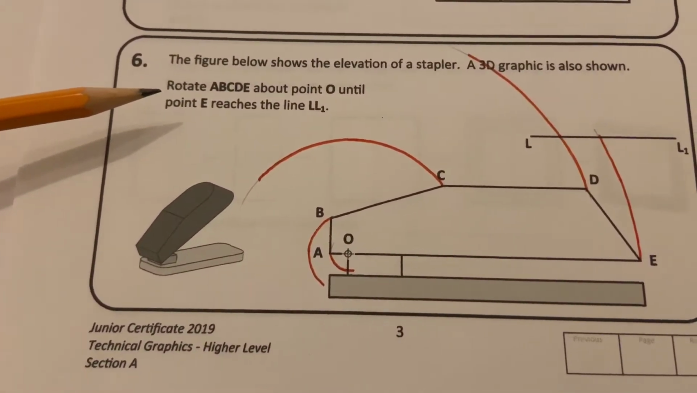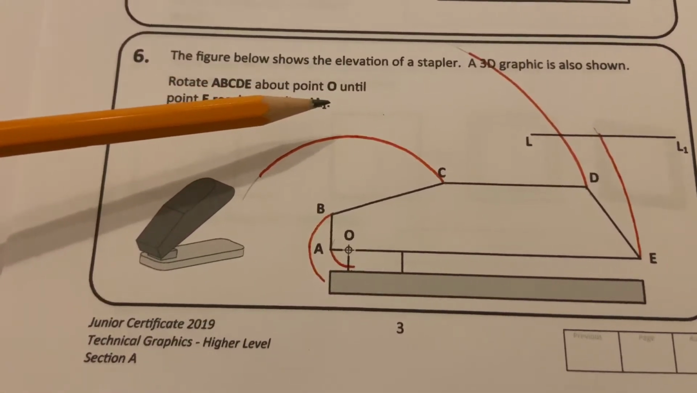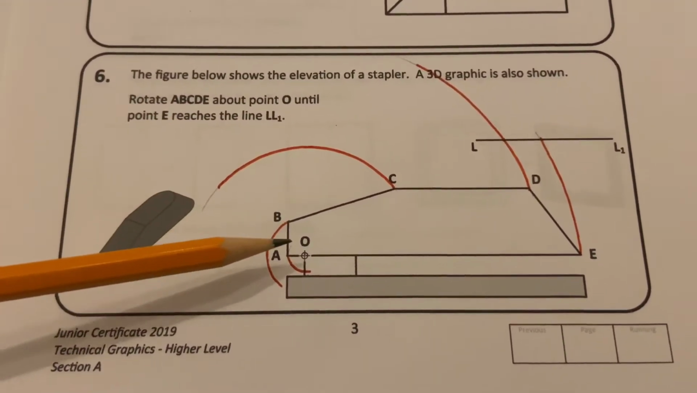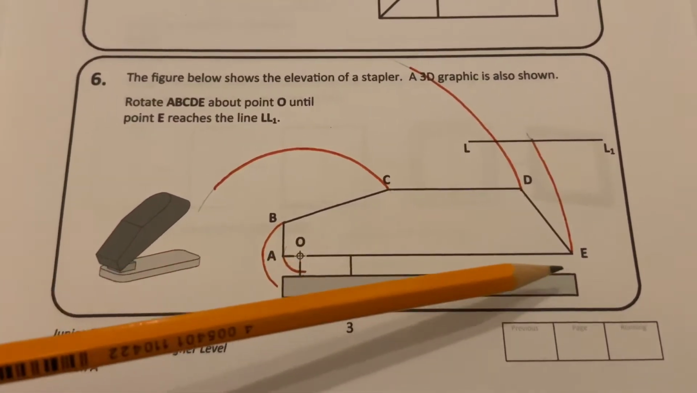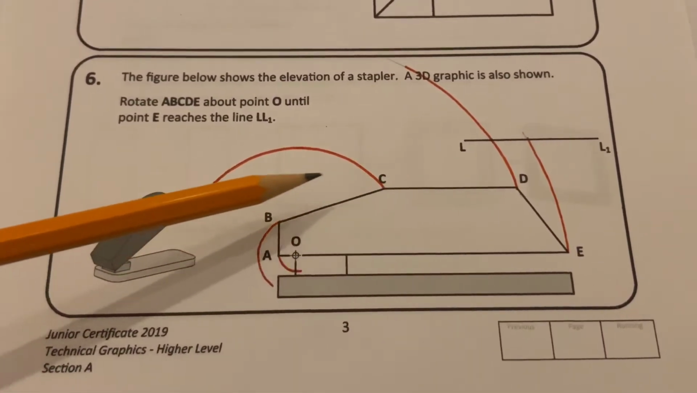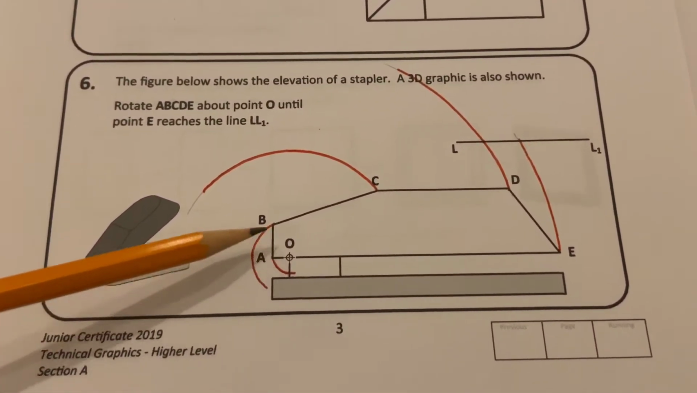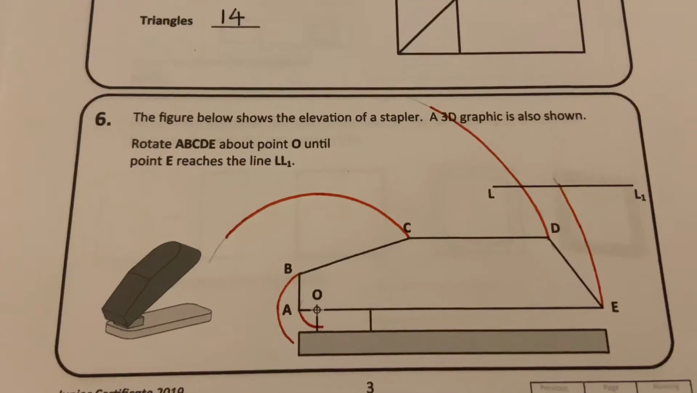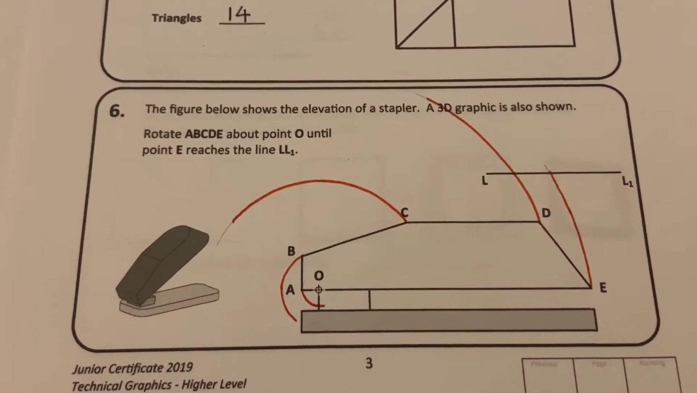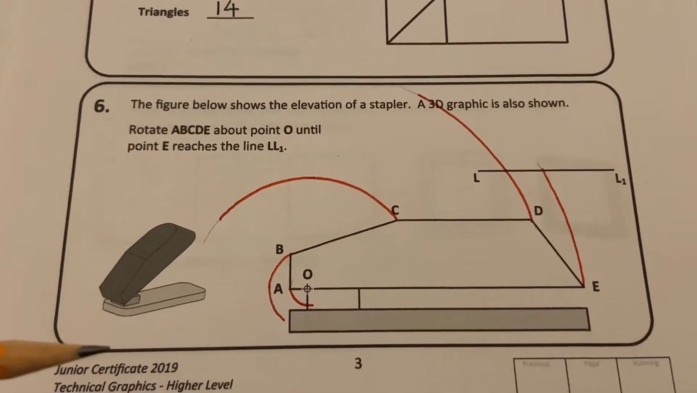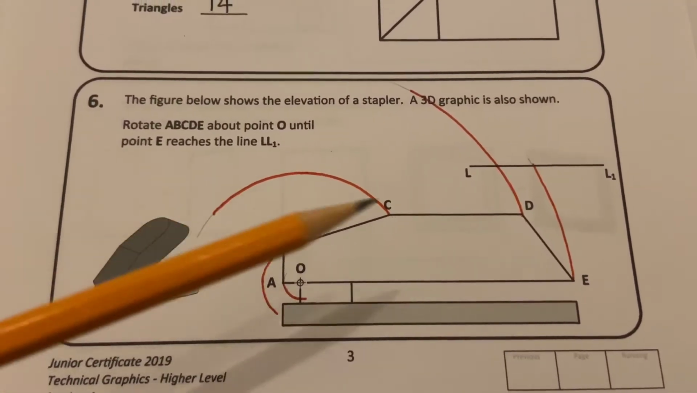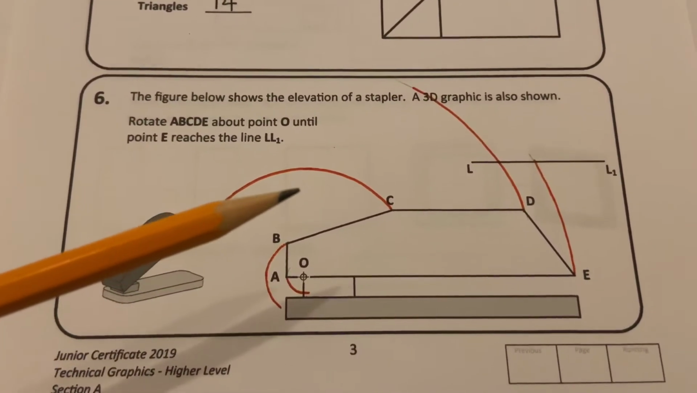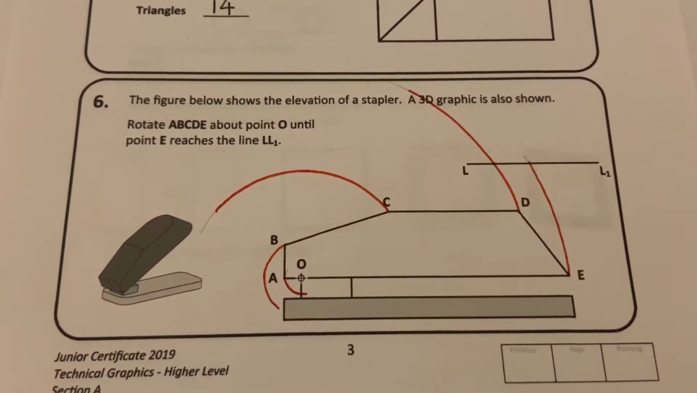So, as the question states, rotate all the points about point O until the point E reaches the line L to L1. So I have put the point of my compass there, and all points E, D, C, B and A, I have rotated those points about point O. Now, the important thing to remember about the short questions is every time you do something that is part of the solution, you get marks. So for swinging each one of those arcs was a mark each. So you can see there 5 arcs equal 5 marks.